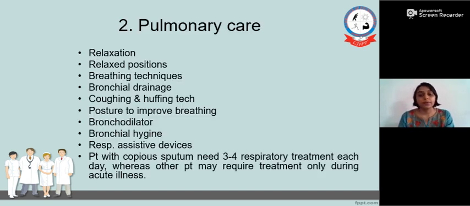Next is pulmonary care. Pulmonary care will include a relaxed position for the patient. Relaxation of especially the accessory muscles of breathing is important. Then breathing techniques. If the patient is not able to take diaphragmatic breathing, we need to teach them. If the patient has difficulty breathing in the lower basal area, we can give them posterior basal segmental breathing exercises, etc. Then bronchial drainage or postural drainage techniques if there is an accumulation of secretions in any of the lobes or segments of the lung.